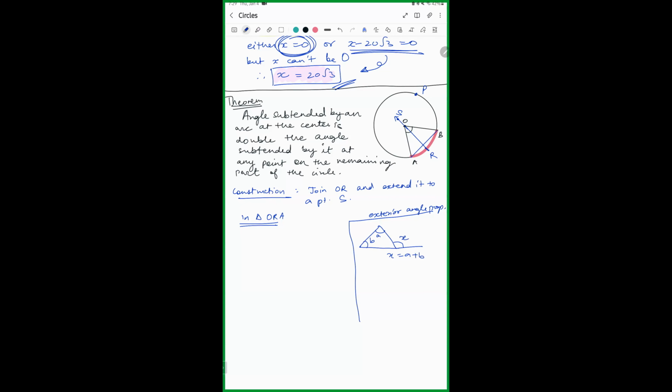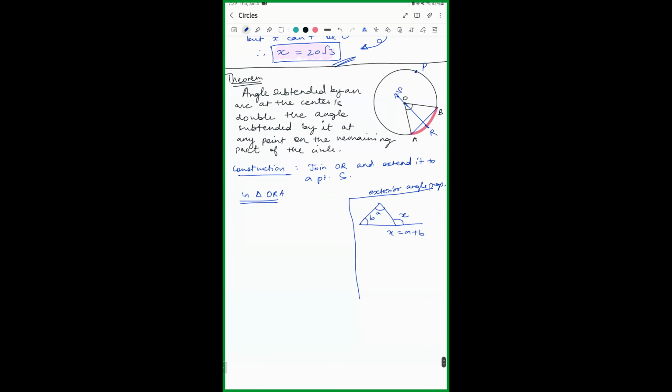Interior opposite angles means interior angles, but not the adjacent one. Okay. This one, if I write this as C, this is adjacent to X. So we're not talking about C right now. We're talking about the angles which are away from X. So they are the interior angles, but away from X, so opposite angles. Okay. So exterior angle property says that exterior angle is equal to sum of the interior opposite angles.